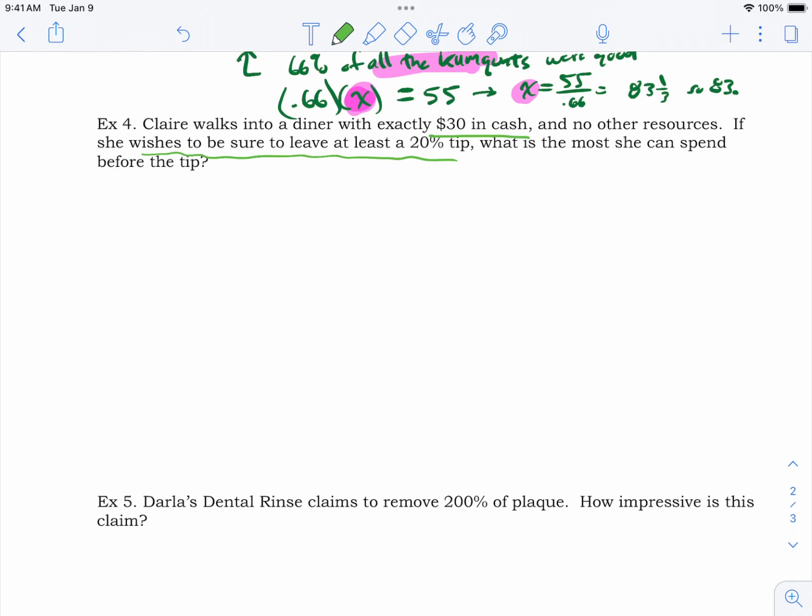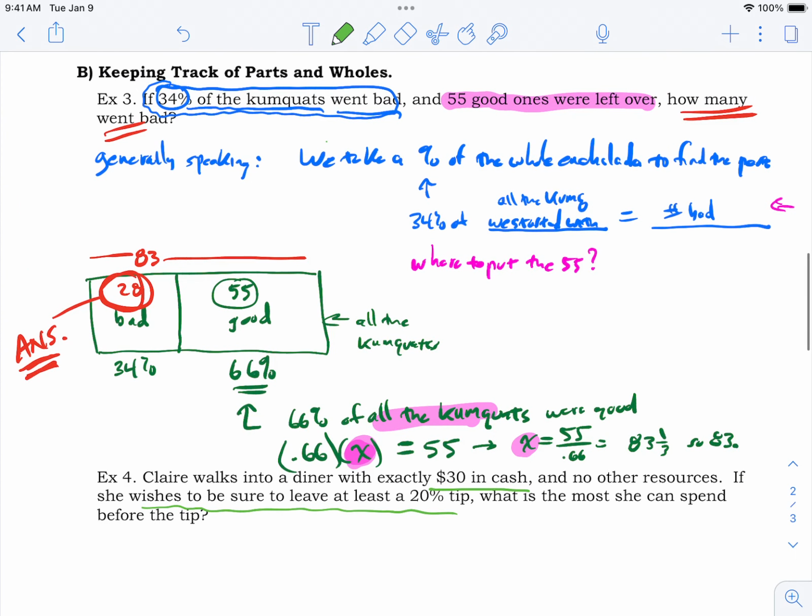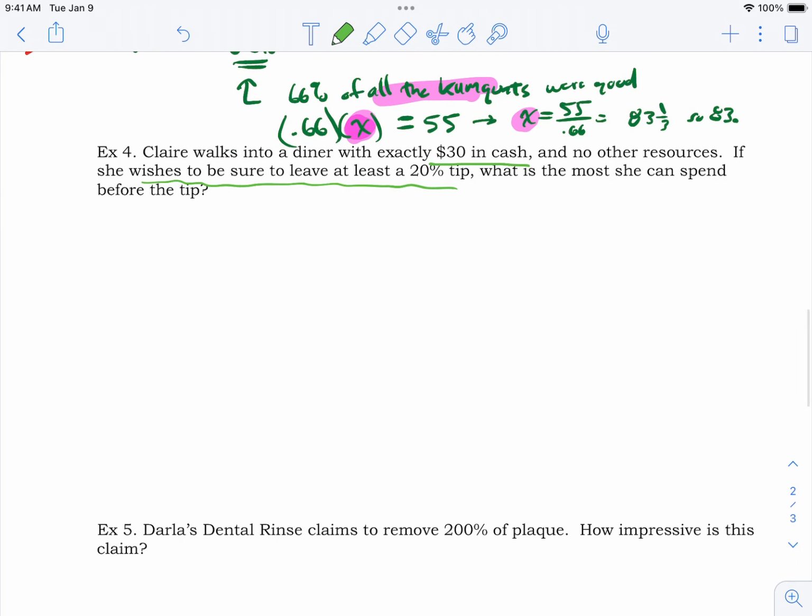Okay, now you want to piece this together carefully. Let's start with my basic phrase. What did I say up here? I said we take a percentage of the whole to find the part. So let's do that. I'm going to write that here. We take a percentage of the whole enchilada, whatever that is, to find the part. Okay, so the percentage that we're talking about is right there, 20%. So we're going to take 20% of something.